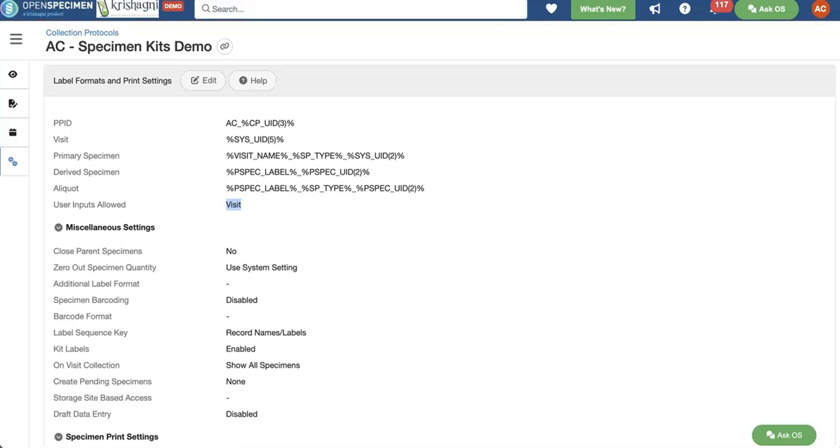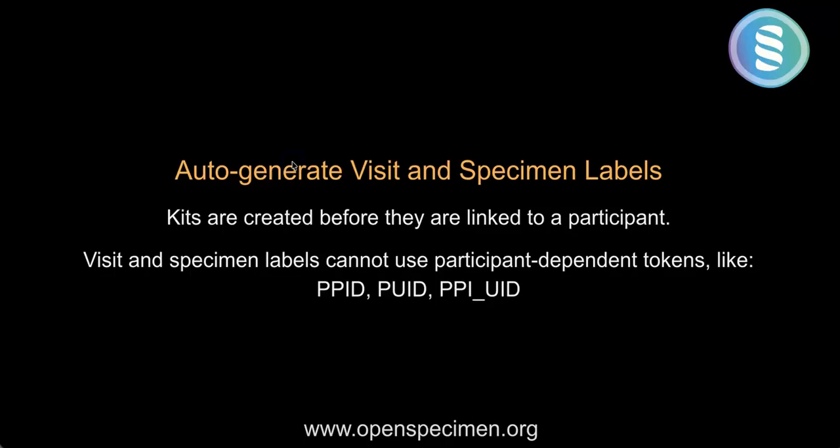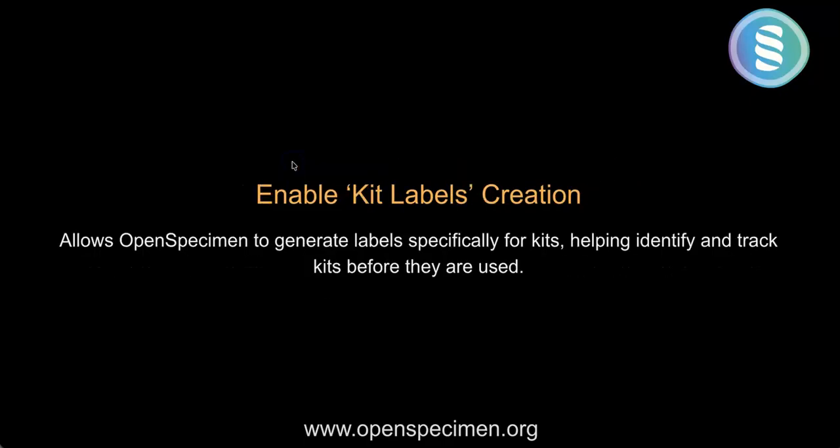Okay, now let's move on to the third part, which is enabling kits. Okay, so this allows OpenSpecimen to generate the kit labels. After the kits are enabled, OpenSpecimen can generate the labels specifically for the kits so that they can be used to identify and track the kits before they are used.